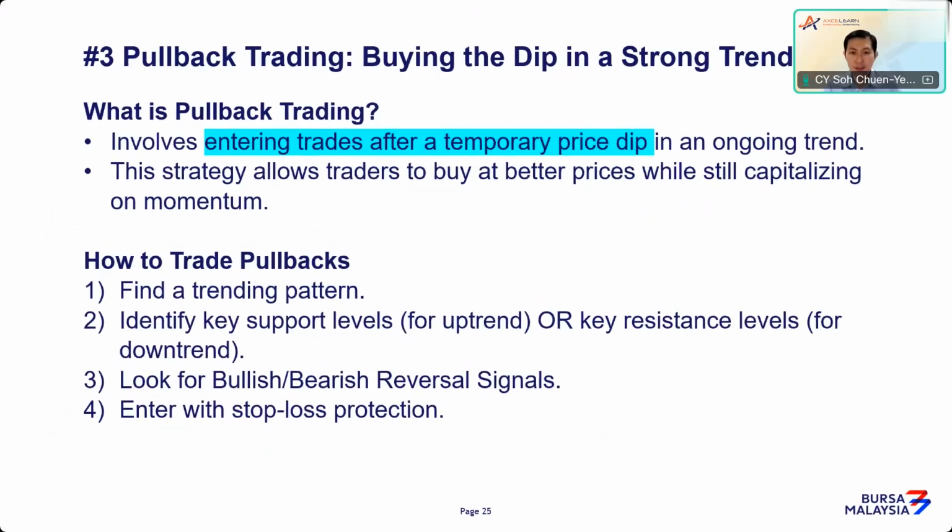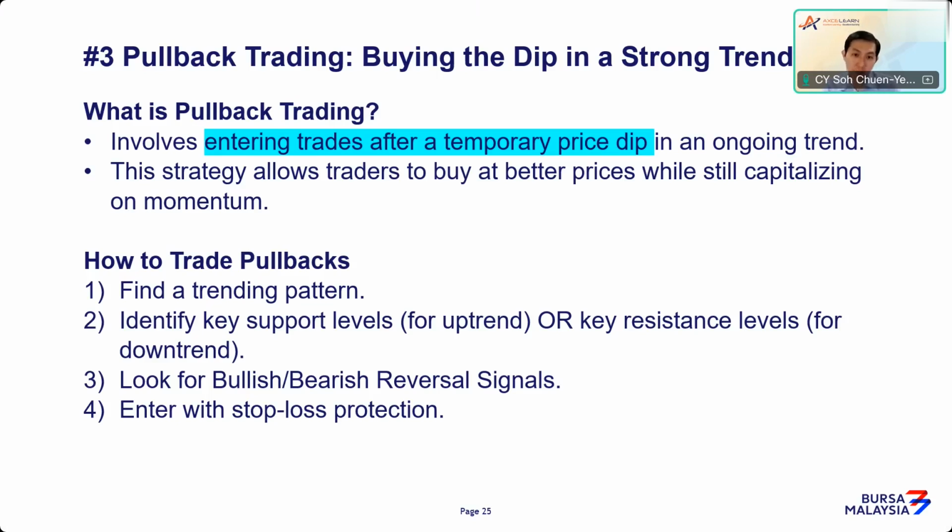The third method is the pullback strategy. Sometimes we call it buying a dip during an uptrend, or during a downtrend. This involves entering a position after a temporary price dip or price pullback in an ongoing trend. This strategy gives traders an additional opportunity to buy or sell at a more favorable price during a pullback. So you are also able to capitalize on the overall momentum of the trend.